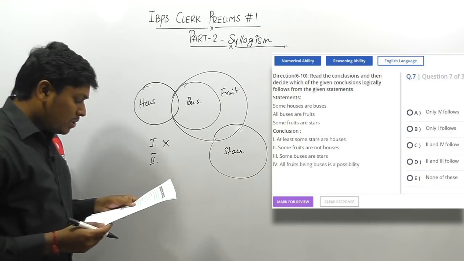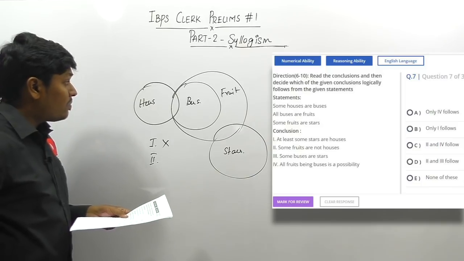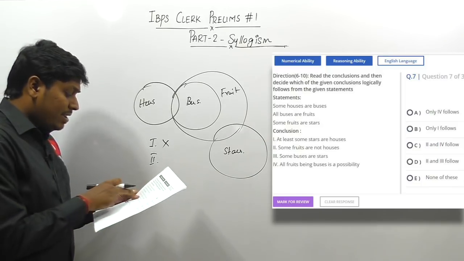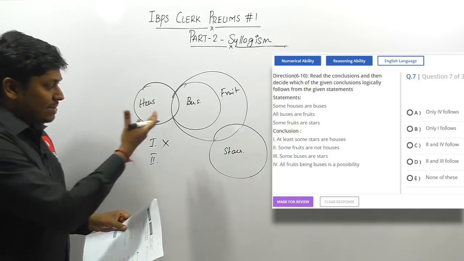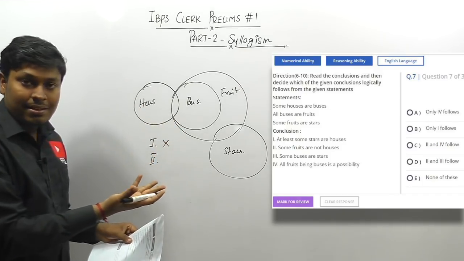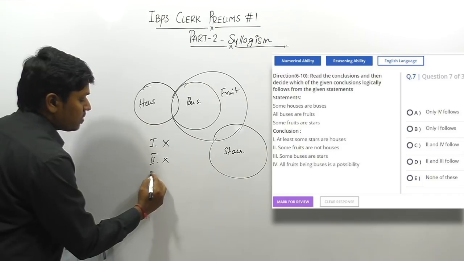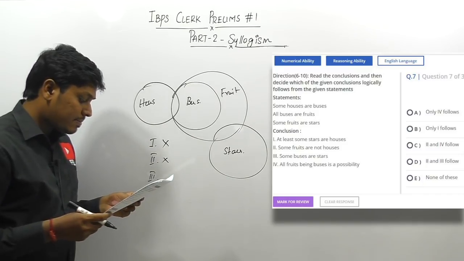Conclusion number 2. Some fruits are not house. Listen carefully. Conclusion number 2 is based on the some-not concept. Since all the parameters are inside a single Venn diagram, some not does not follow, right? Without seeing, we can directly say this.